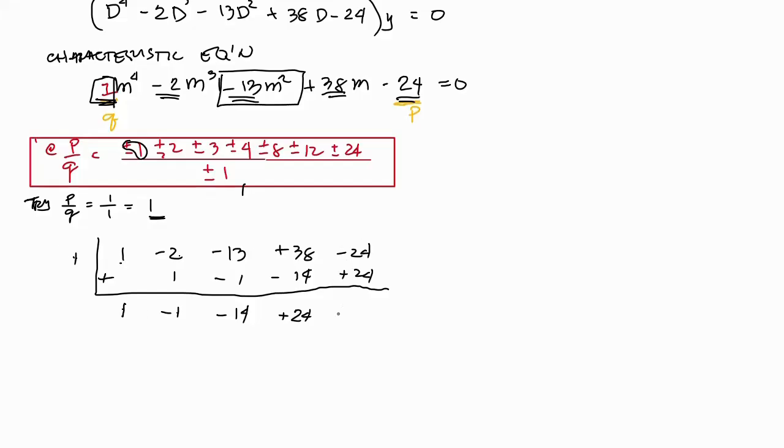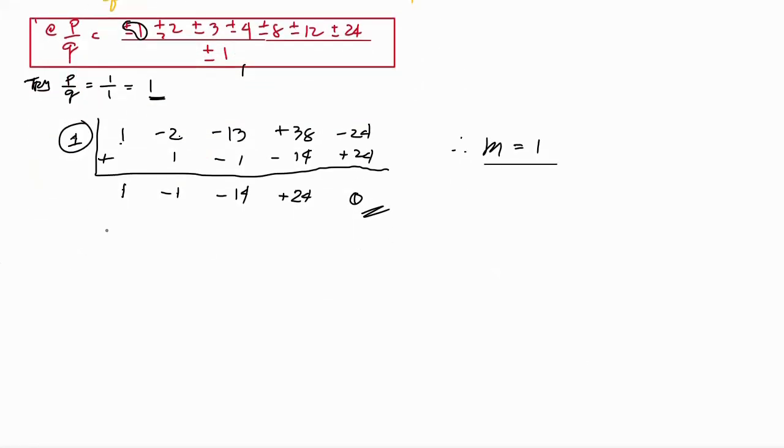Then when you add this one, we come up with 0. If we come up here with 0, then our chosen number is said to be the root of the characteristic equation. So therefore, m is equal to 1. So we already found one root, which is 1.